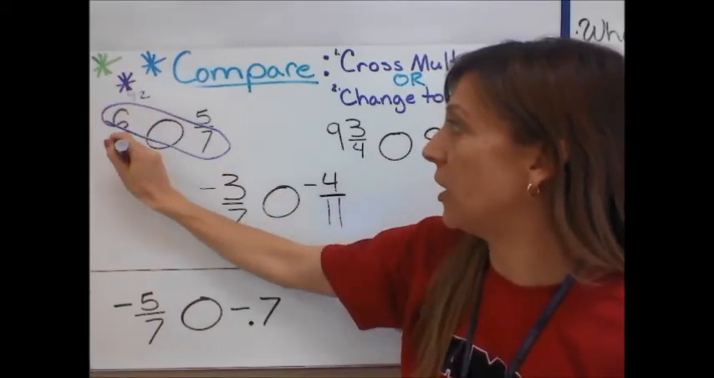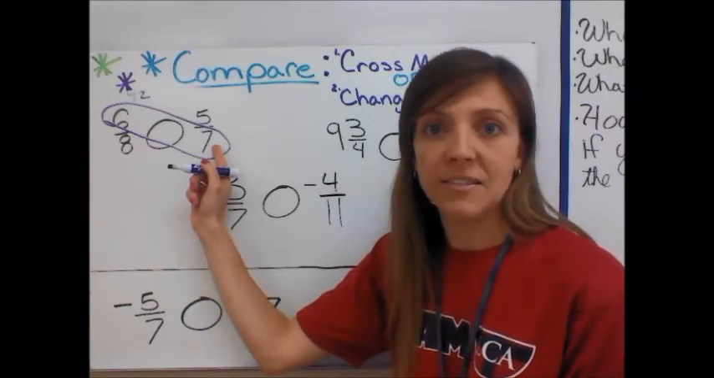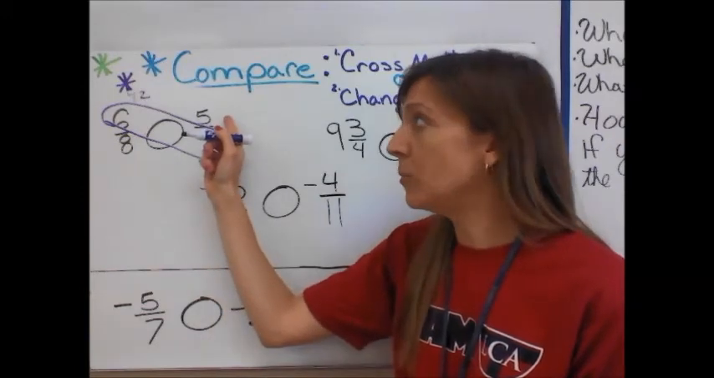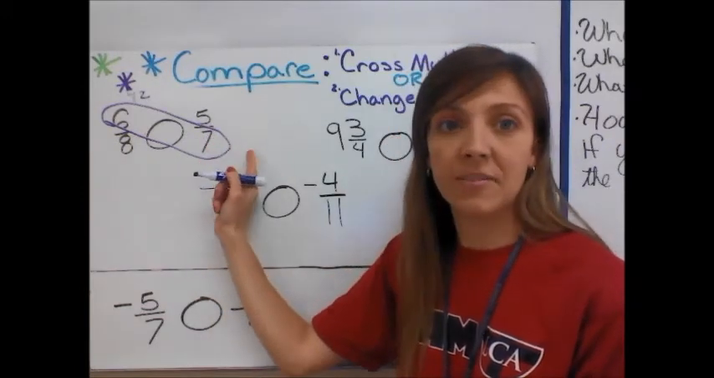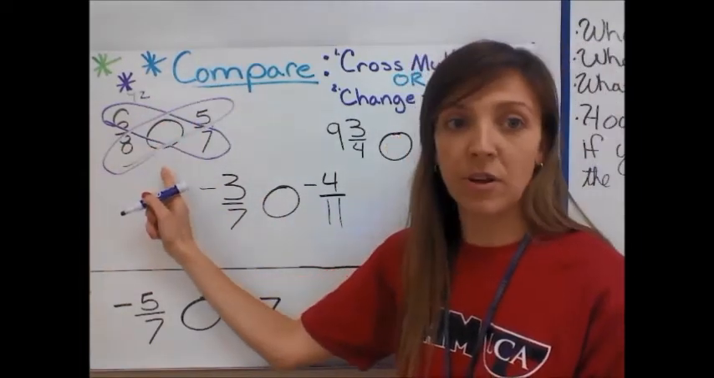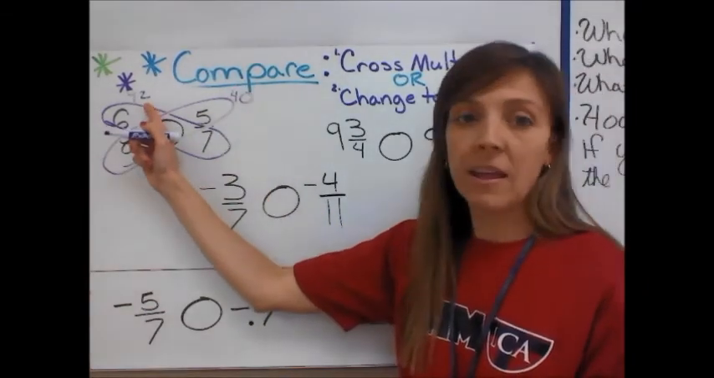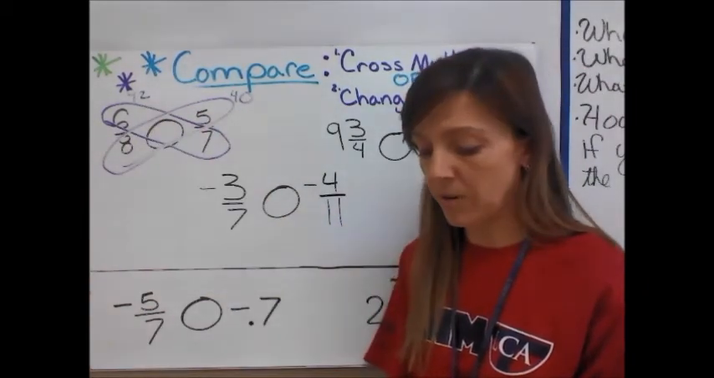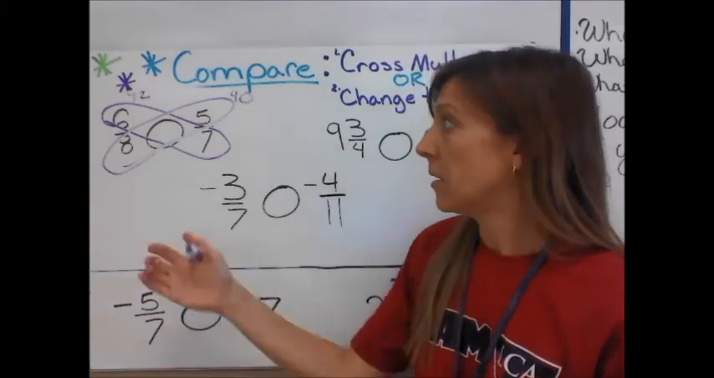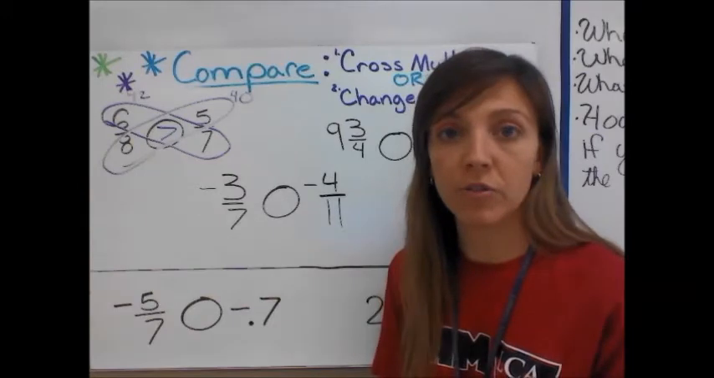I have 42, and then over here, again, 56 would be the common denominator, and my new numerator would be, since I multiplied 7 times 8, I'd multiply the 5 times 8, and I get 40. 40 and 42, which one is the larger number? And I simply put a greater than sign in there because 42 is larger than 40.